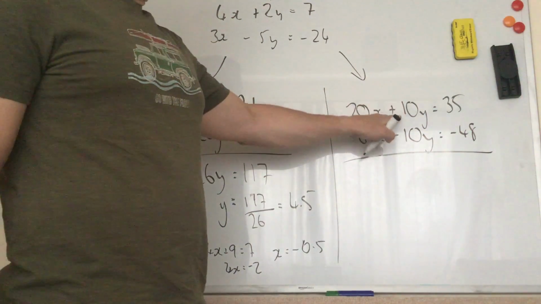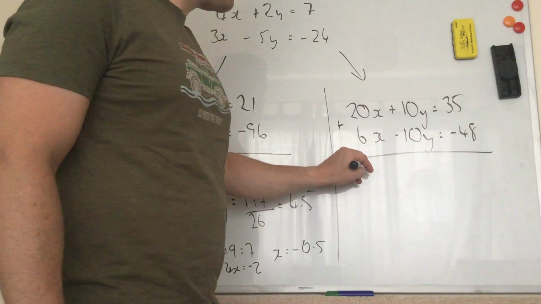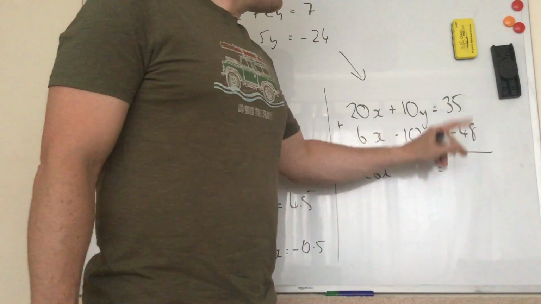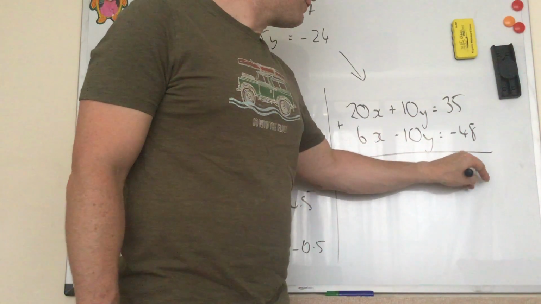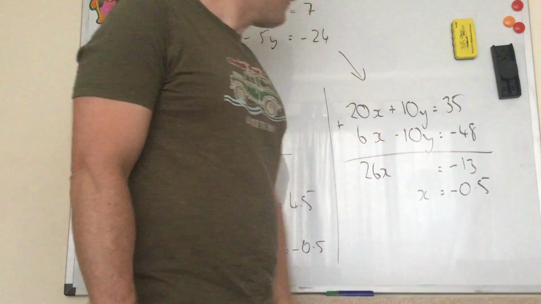Okay. Since the y's have different signs, we add them to get rid of them. 20x plus 6x is 26x. 10y plus minus 10y is 0. 35 plus minus 48 is minus 13. So we divide by 26, we get x equals minus 0.5.